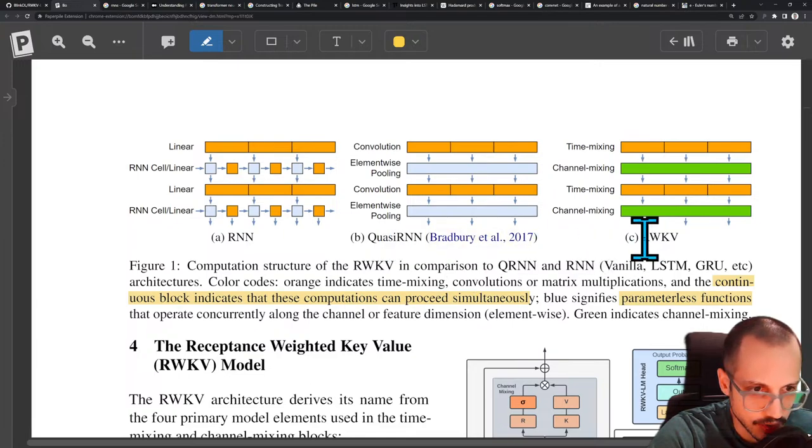Okay, and then RWKV. Green indicates channel mixing, and then orange is time mixing. So why is channel mixing something that you can do simultaneously? That's the question here.